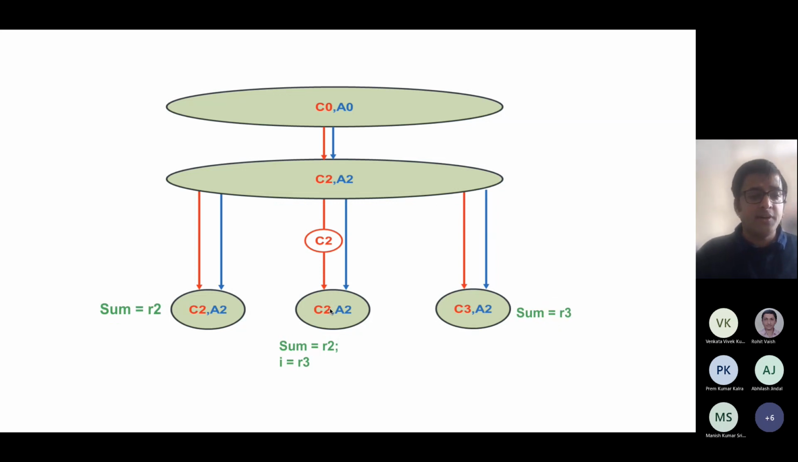So let's say the inferred invariants were sum equals R2 for the first possibility. For the second one, it was sum equals R2 and I equals R3. And for the third one, it was sum equals R3. Now, which one of them is the most promising?